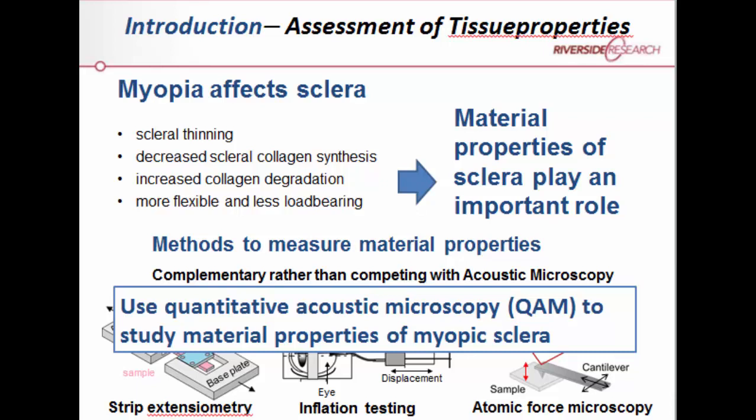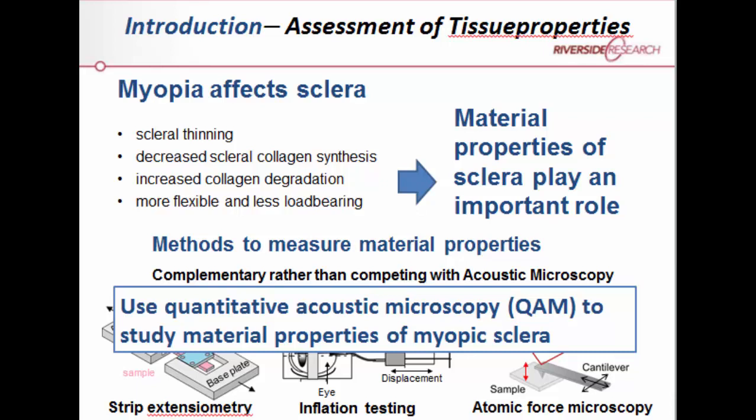And indeed, studies show that myopia is related to scleral thinning, so the sclera is getting much thinner. We have decreased collagen synthesis, increased collagen degeneration, and other studies show it's more flexible and less load-bearing. So definitely the material properties of the sclera play an important role in myopia. But how can we investigate changes of the material properties, in particular of scleral tissues?